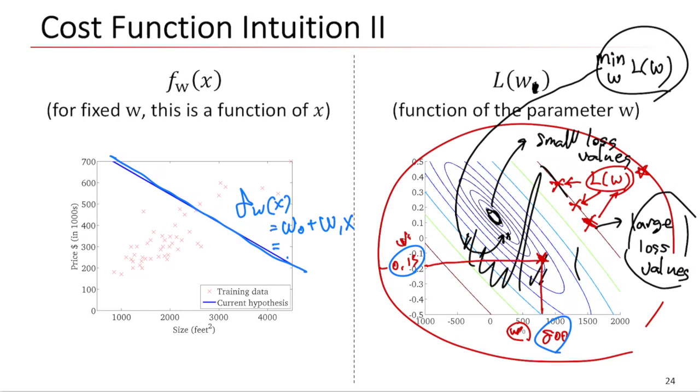If W0 is equal to 800 and W1 is equal to negative 0.15, oh no, sorry about that. It should look like this. Okay, so this is the mapping function. Then what does this value mean here?